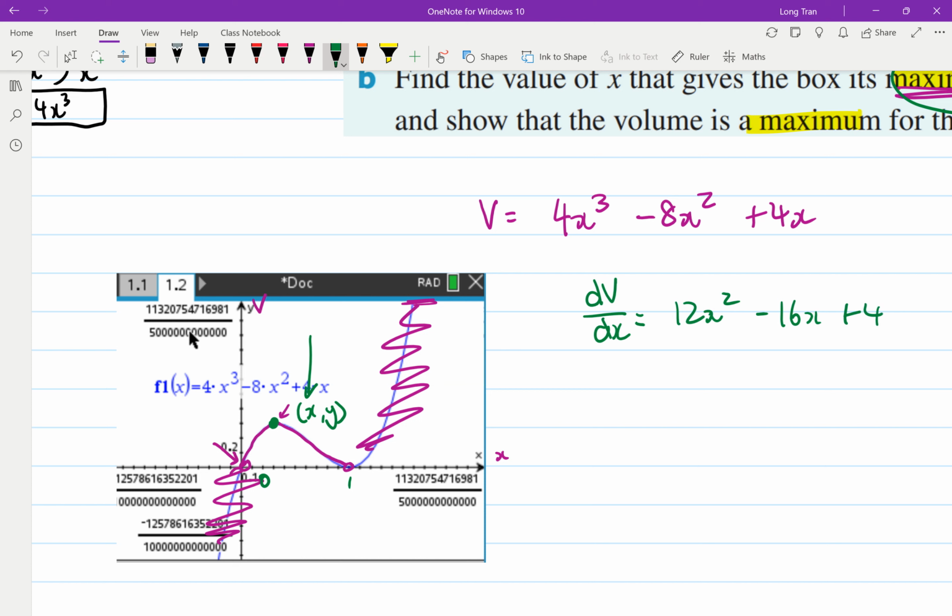We need to find when this has a stationary point, and based on what we see, there should be two, 1 and 2. But we're probably going to choose the one with the smaller x value, which we know is less than 1. So a stationary point occurs when dV/dx equals 0. So now you're trying to solve for 0 equals 12x squared minus 16x plus 4.